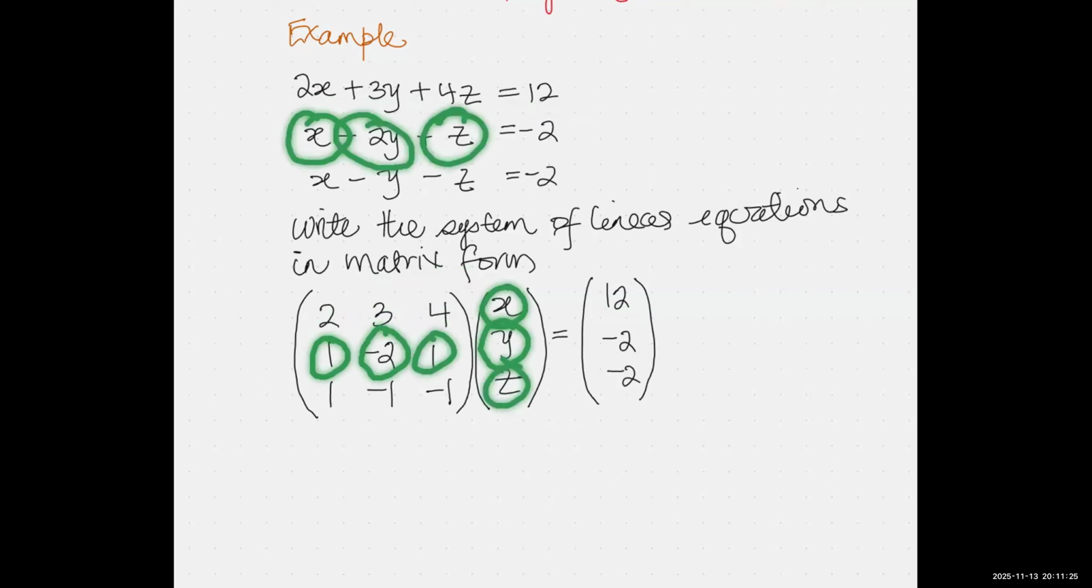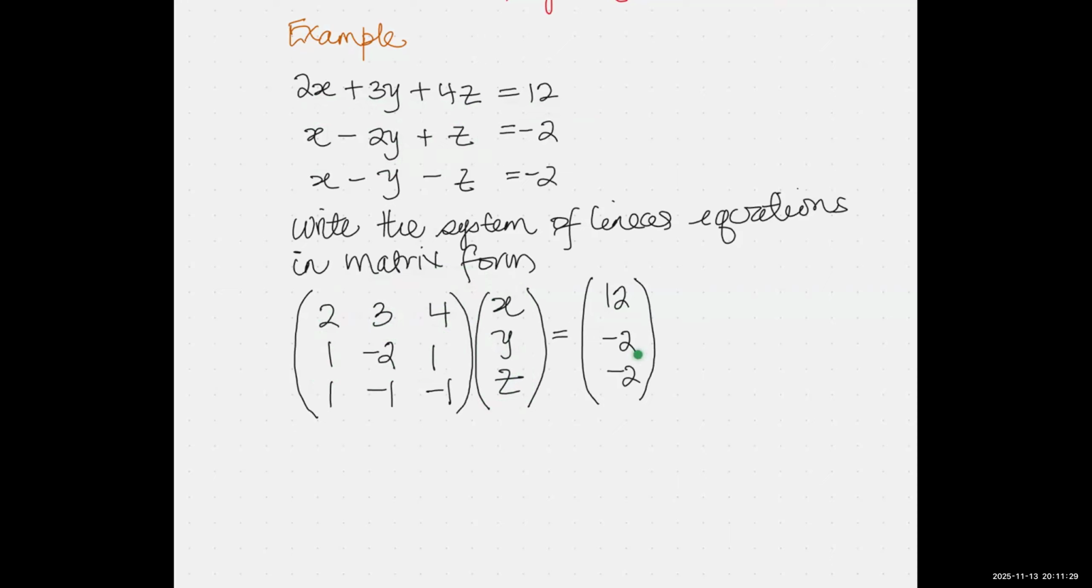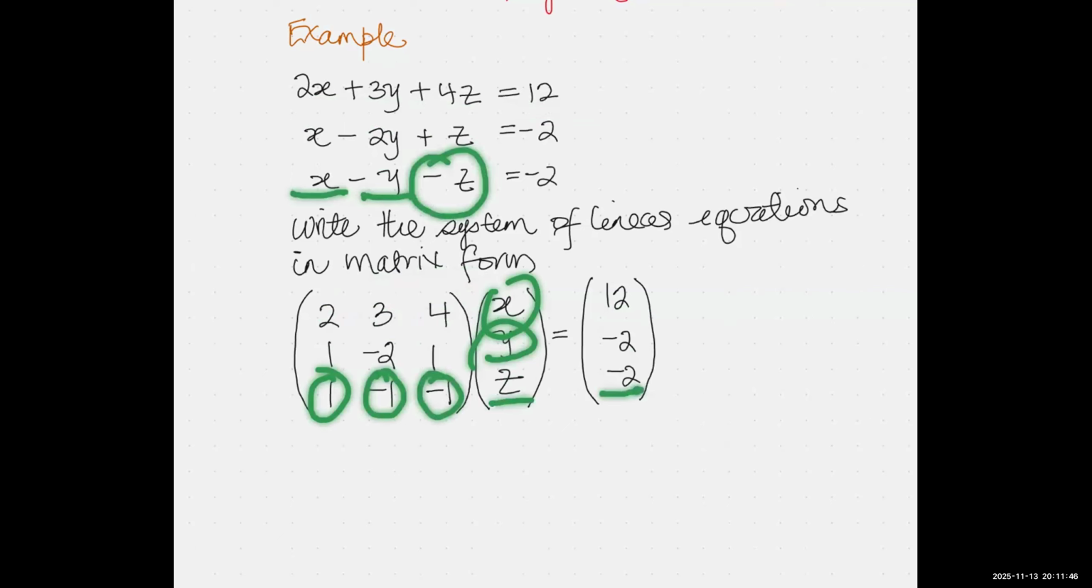That's why I say to you that you will need to have multiplication as a prerequisite knowledge for this class. Watch me. 1 times x is 1x. Negative 1 times y is negative y. Negative 1 times z is negative z. And that is equals to negative 2. So what I'm doing is converting my system of linear equations into a matrix.